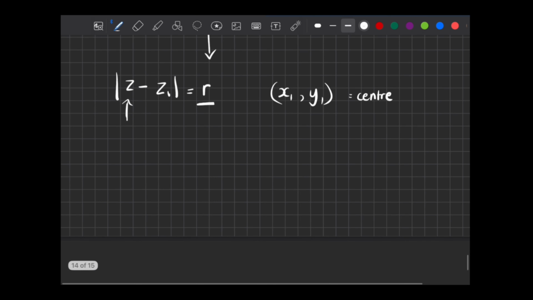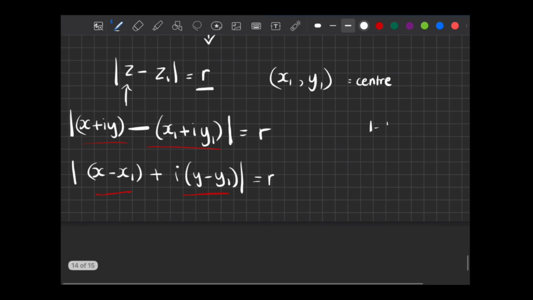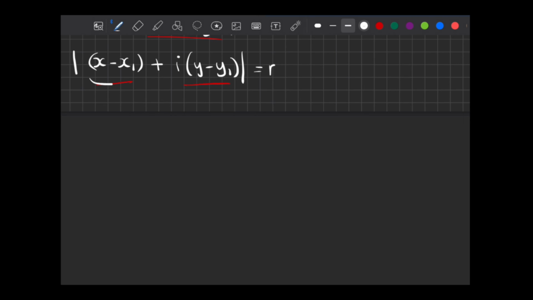We can even derive the Cartesian form of a circle from this equation by squaring both sides. Let me write down z, which is just x plus iy, minus z1, which is x1 plus i y1. So rearranging this, we end up with x minus x1 plus i times y minus y1. So I've just opened these brackets and then rearranged the terms. This equals r. Now we want to find the modulus of all of this.